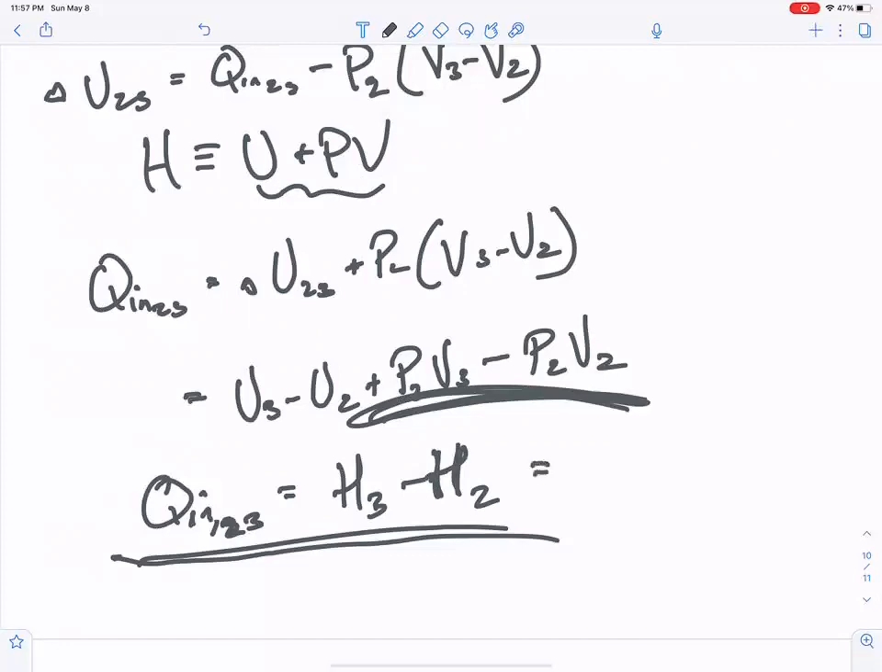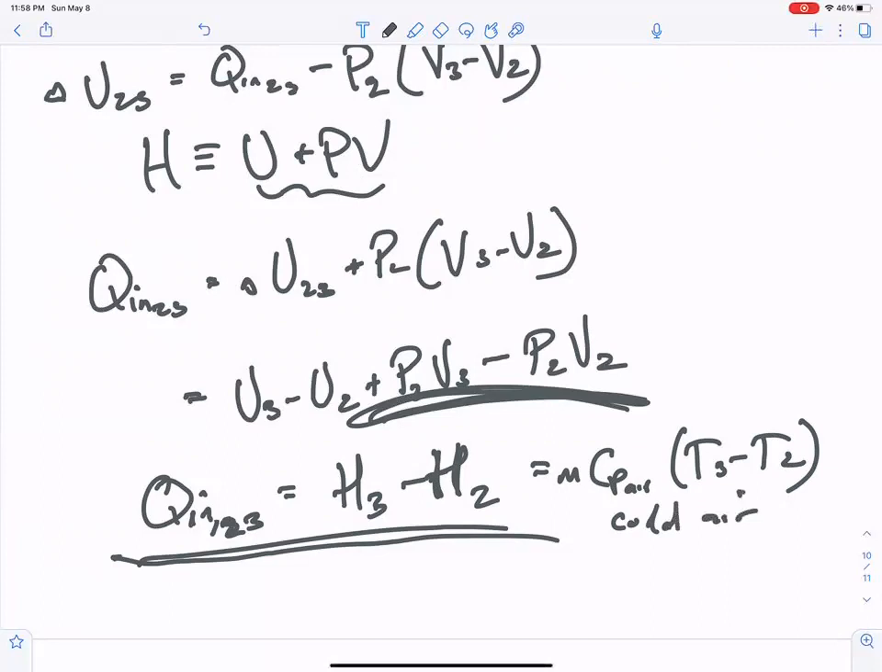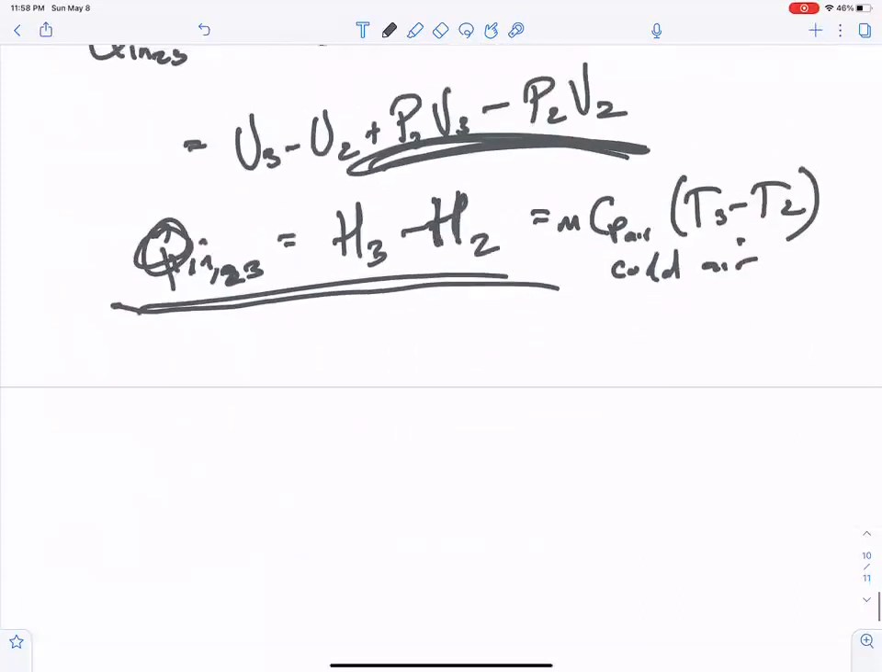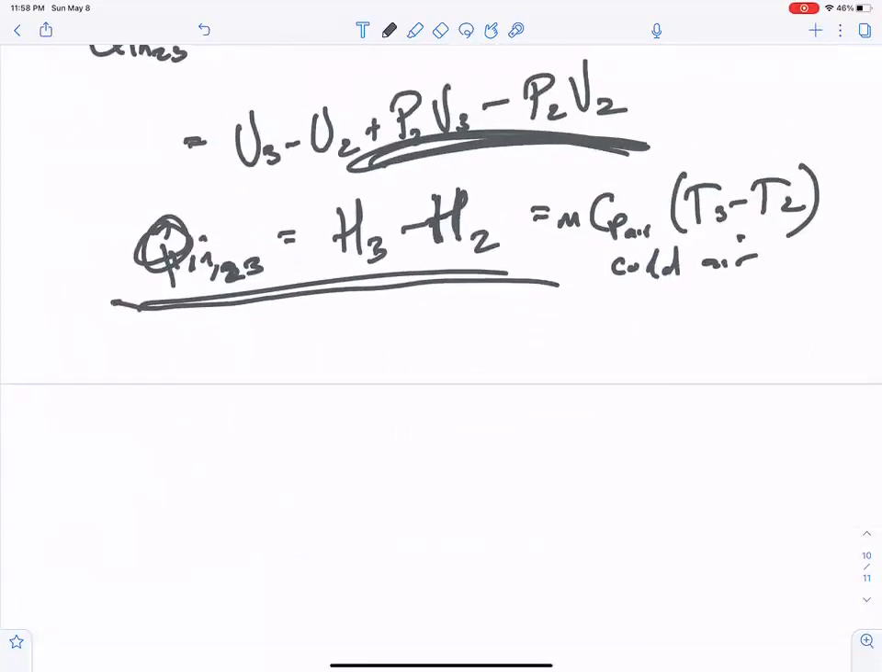And for cold air, this would be simply at 300. And that's because the enthalpy change is related to Cp, not Cv. Cp is the enthalpy capacity, the enthalpy coefficient.